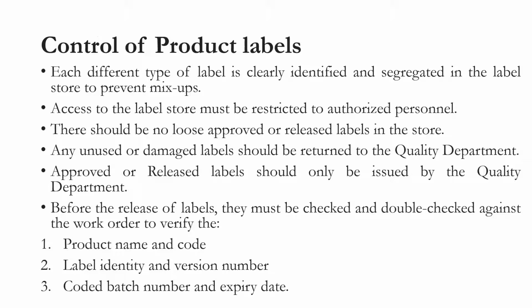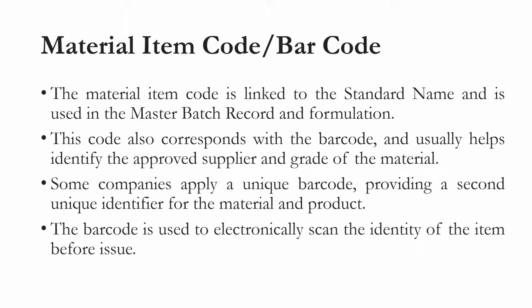Access to the label store must be restricted to authorized personnel. There should not be any loose approved or released labels in the store. Any unused or damaged labels should be returned to the quality department. Approved or released labels should be used only when released by the quality department, QA/QC. Before release, labels must be checked and double checked against the work order to verify the product name, product code, label identity, version number, coded batch number, and also the expiry date. The barcode, or sometimes we can say material code.